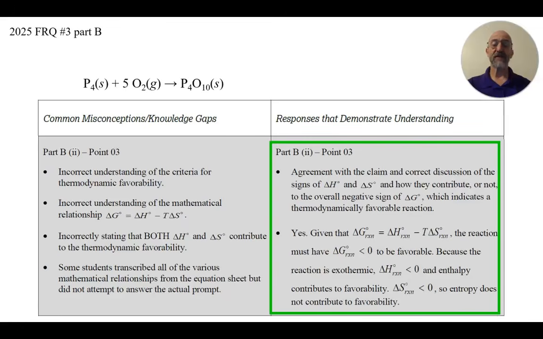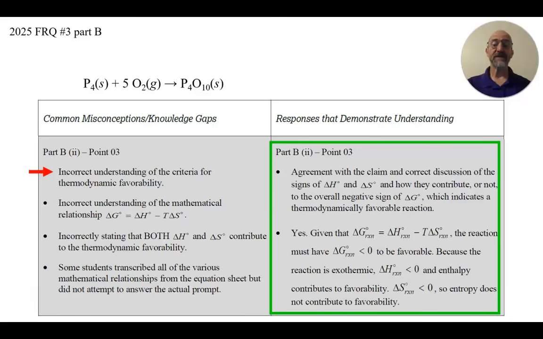So on the right side of this slide, there's the official scoring guidelines answer. And on the left side of this slide, you can see 4 examples of student responses that did not earn the point for this question. So an incorrect understanding of the criteria for thermodynamic favorability.